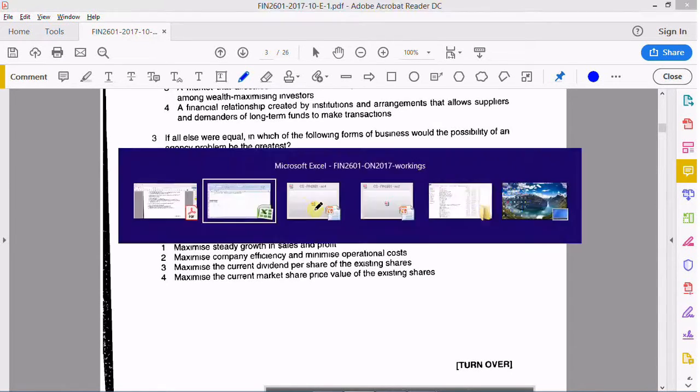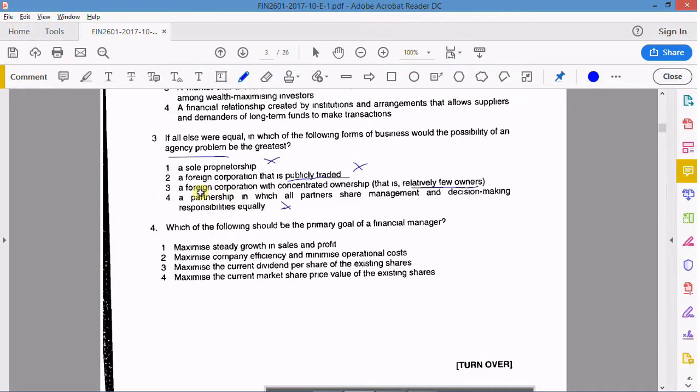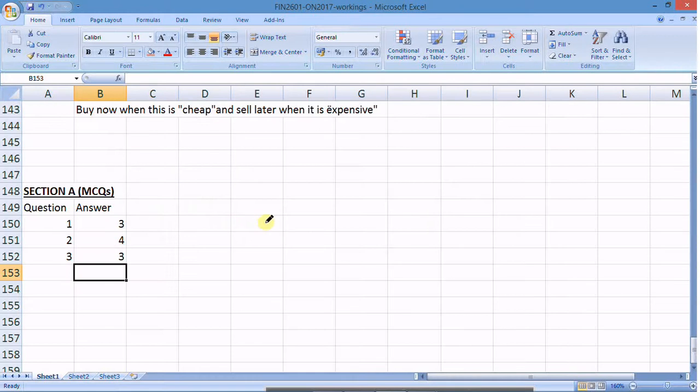Just remember, agency problem is looking at the risk of conflict of interest. If you're a publicly traded entity, the risk is lower, because you need to be transparent. Everyone in the world can see your financials. But if you're a corporation with concentrated ownership, then 1 or 2 or 3 people can decide what happens.